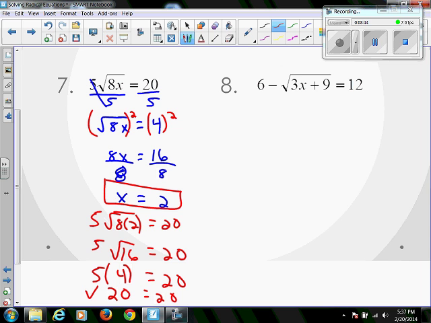Now let's look at number 8. A little tricky here. We have 6 minus the square root, which is not isolated, so we need to get rid of the 6. Remember to look in front. That's a plus 6, so we need to subtract 6 from both sides. Don't forget to bring that negative down. Now we have what number here? Negative 1. How do we get rid of that negative 1? Well, that's negative 1 times, so we need to divide by negative 1.